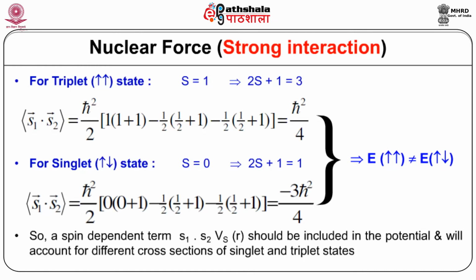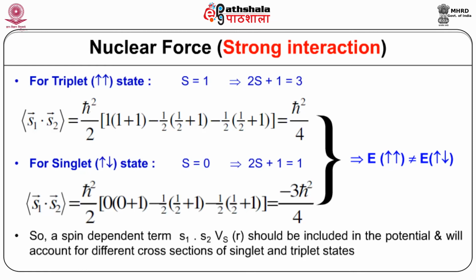For the singlet state, in which the neutron and proton have opposite spin, capital S is equal to 0, so 2S+1 is equal to 1. So the expectation value of S1 dot S2 in this state is equal to minus 3ħ²/4.